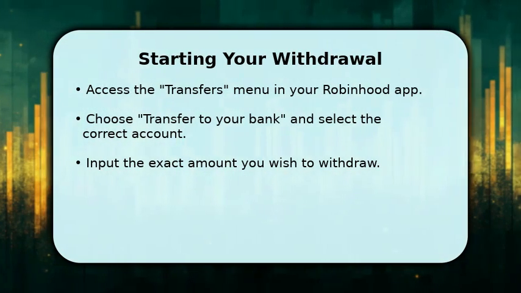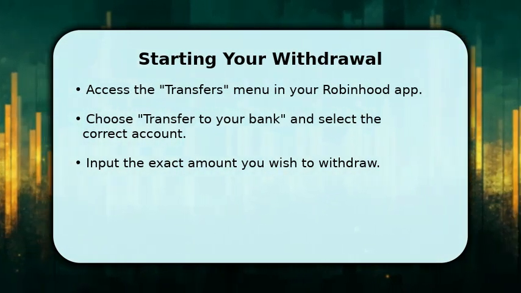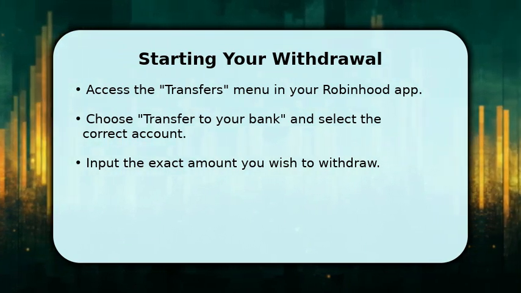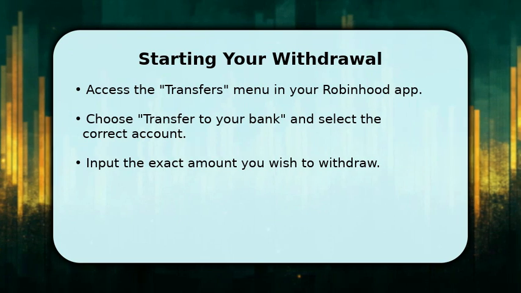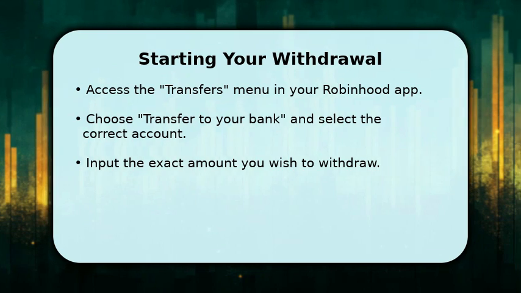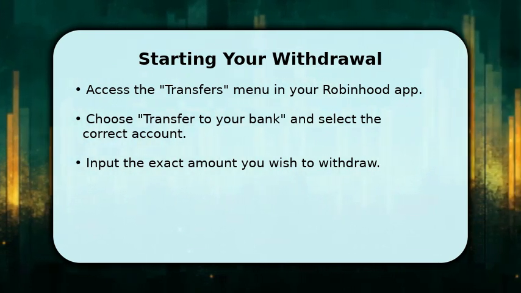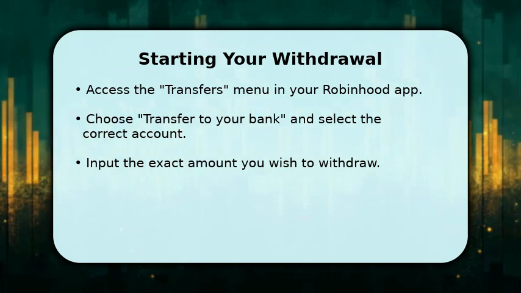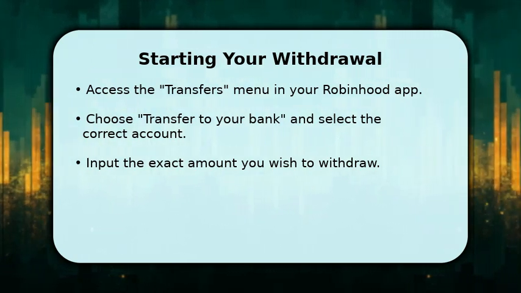To begin, open your Robinhood app and navigate to the Transfers section. From there, you will select the option Transfer to your bank. Make sure to choose the correct linked bank account where you want the funds deposited. Finally, enter the specific amount you wish to withdraw, ensuring it does not exceed your available settled cash balance.